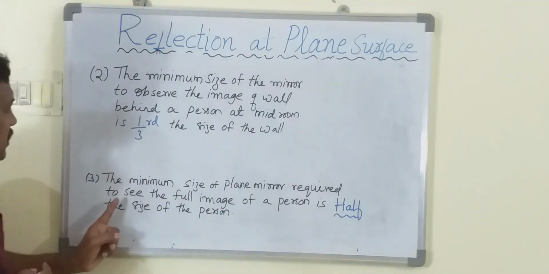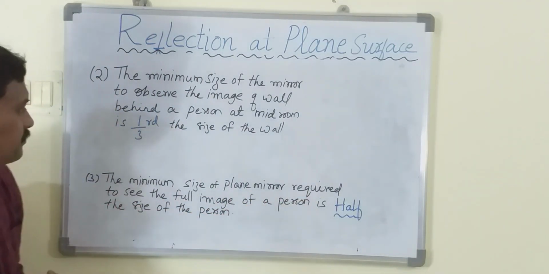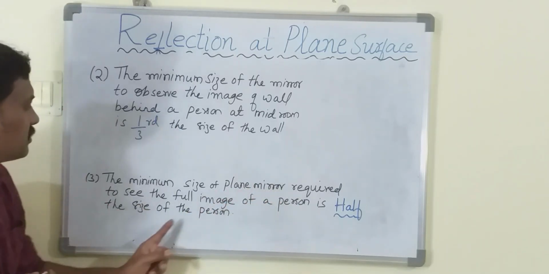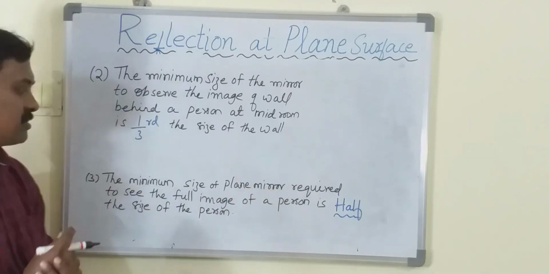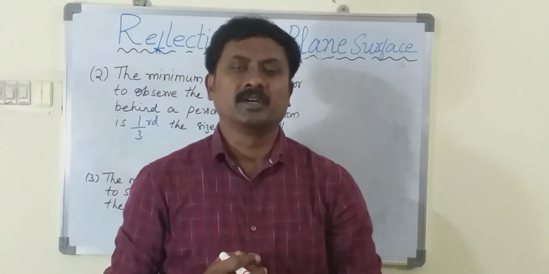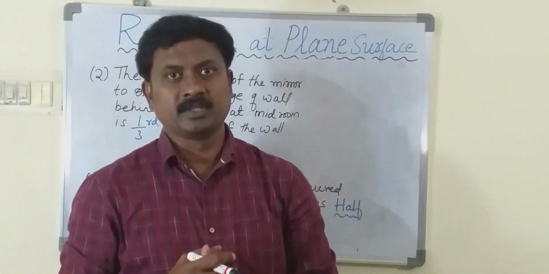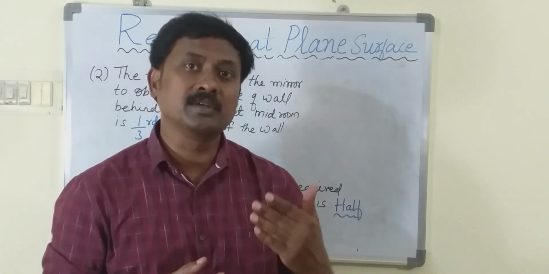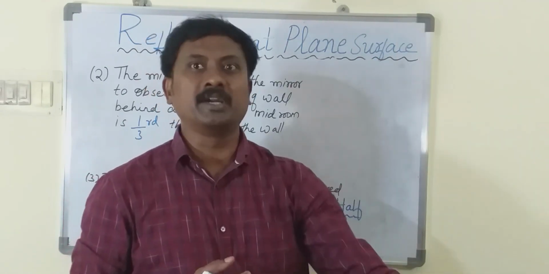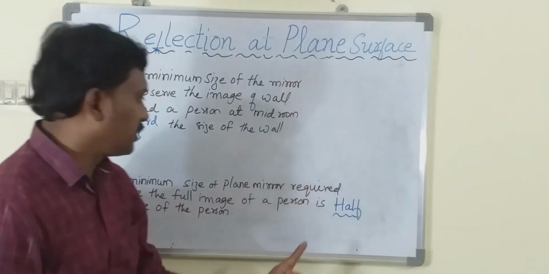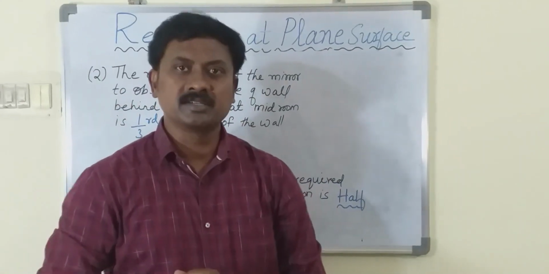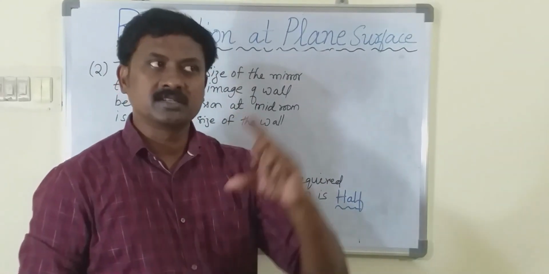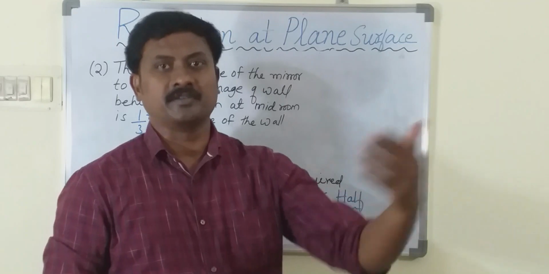Okay. The next is the minimum size of the plane mirror. The minimum size of the plane mirror required to see the full image of a person is half the size of the person. Suppose a person is 6 feet. Then what is the minimum size of the mirror which is required to see the complete image of that person? The formula is half. That is, if he is 6 feet, then the size of the mirror is 3 feet.